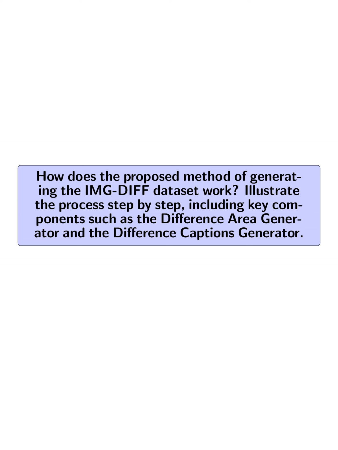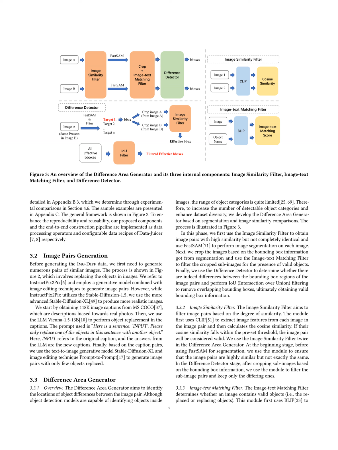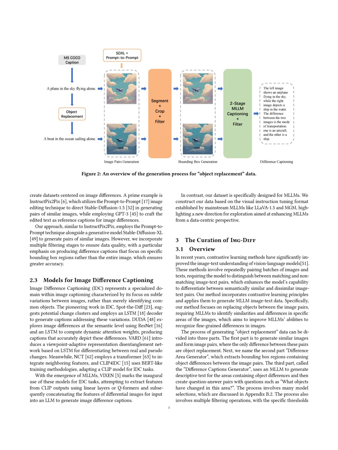How does the proposed method of generating the Img-Diff dataset work? Illustrate the process step by step, including key components such as the difference area generator and the difference captions generator. The proposed method for generating the Img-Diff dataset involves several key steps and components. First, similar image pairs are created through object replacement using a generative model, specifically Stable Diffusion XL, which generates images based on modified captions from MS COCO.